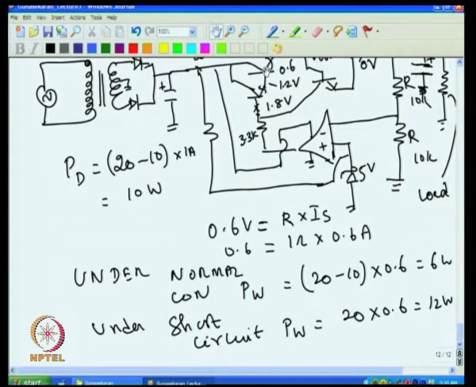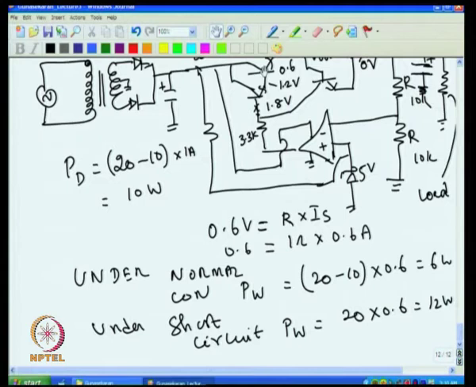But now it dissipates 12 watt, the junction temperature can go high, and the transistor can go bad. So to avoid this, we have to make a circuit such that the power dissipation is the same as under normal condition, that is 6 watt, and even at short circuit condition the power dissipation should not go to 12 watt, it should be made 6 watt. Then the same heat sink that we have designed for normal working condition can be utilized, and even if the short circuit is left for a long time, this transistor will not go bad.